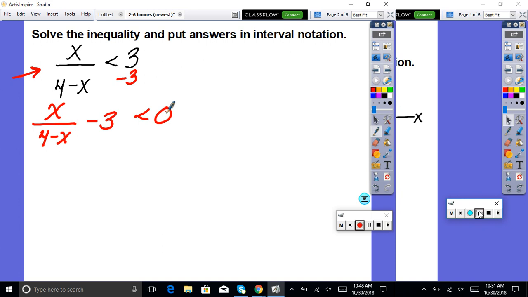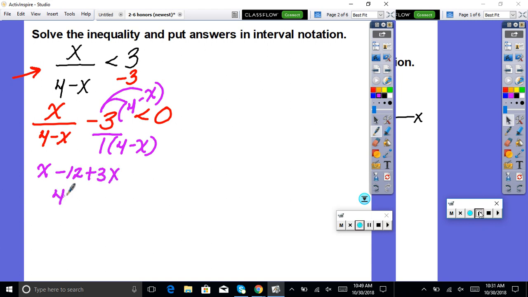So we have x over 4 minus x, and then we have minus 3 is less than 0. Now, when we're dealing with rationals, we want one rational instead of two separated rationals. So to do that, we need to get a common denominator. So we'd multiply by 4 minus x. We want one rational. So now we have in the numerator x, and then we distribute the negative 3 through. So negative 12 plus 3x. So on top we have this, 4x minus 12, and on our denominator, in standard form, which would be more appropriate to write it, would be negative x plus 4. We want to know when is that rational function less than 0.